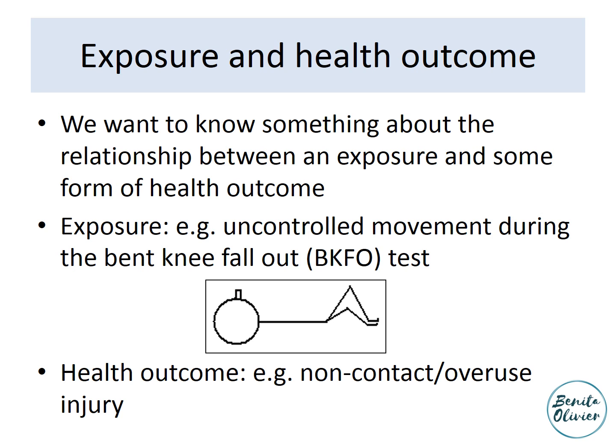We want to know something about the relationship between an exposure and some form of health outcome. There will be participants who display uncontrolled movement during the bent knee fallout test. The bent knee fallout test is done with the patient lying on the back, and then they just open and close their legs in this position, and the therapist observes movement of the pelvis. There may be uncontrolled movement present, or there may not be. And an example of a health outcome will be injury or no injury that's being sustained.